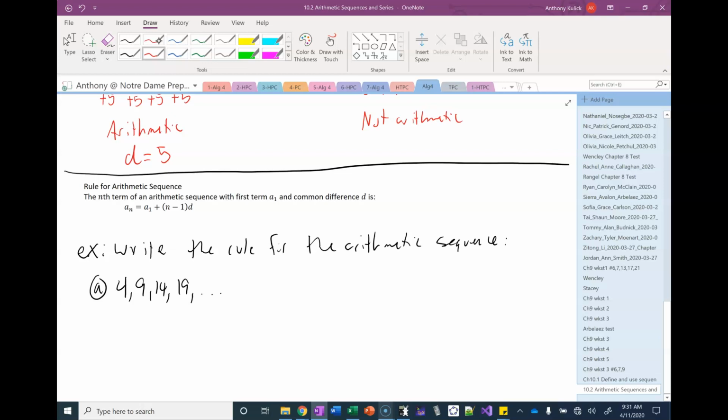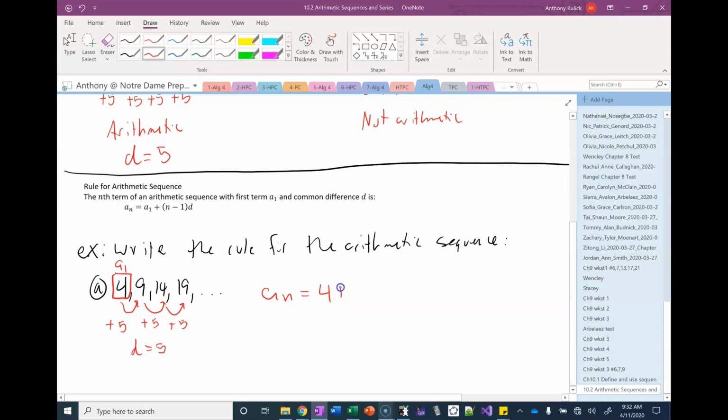Okay, so let's say we have the sequence 4, 9, 14, 19. First thing I'd want to do is check to find that common difference. So going from 4 to 9, we added 5. From 9 to 14, we've added 5. And to go from 14 to 19, we've added 5. So we know the common difference is 5, and we know the first term is 4.